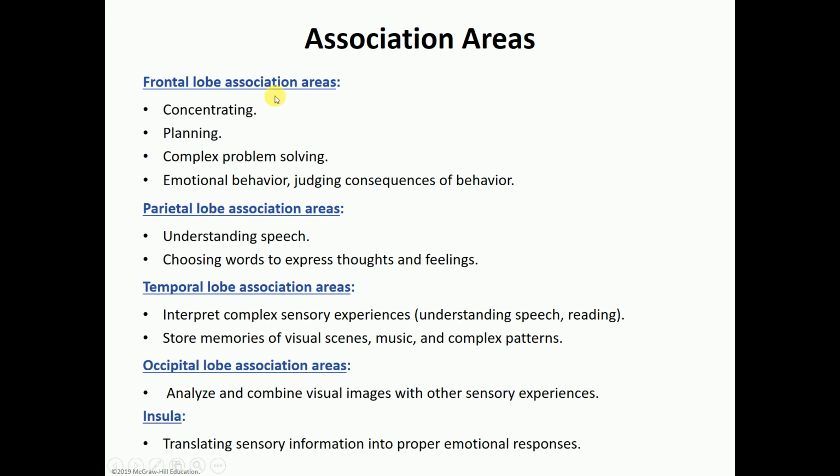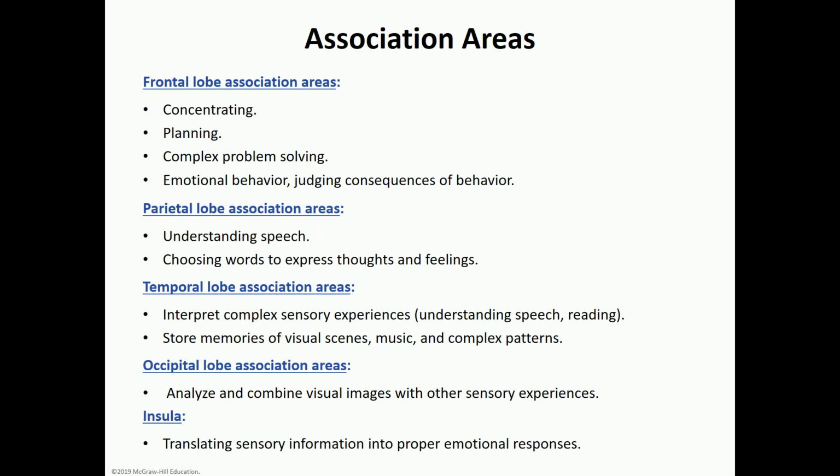The parietal lobe association area helps in understanding speech and to choose the words to express thoughts and feelings. So when you're trying to express your thoughts and you're trying to kind of dig deep into the right words to use, that would be your parietal lobe association area working.